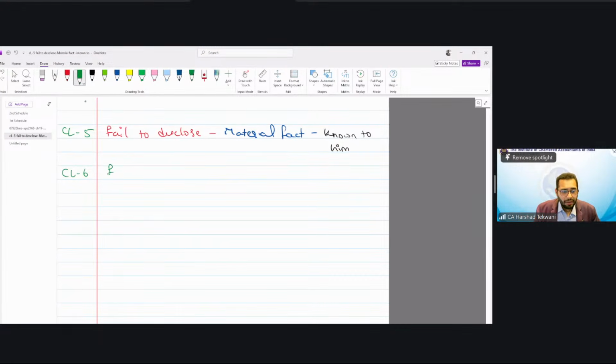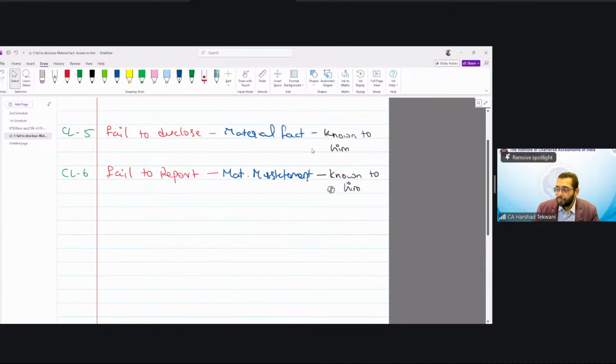So fail to report. Now here, again, what we are talking about is a material misstatement. So if you see, we are talking about a material misstatement. And again, what we are talking about is known to him. If that is the case, then clause 6. Then clause 7, but I will take clause 8 first.